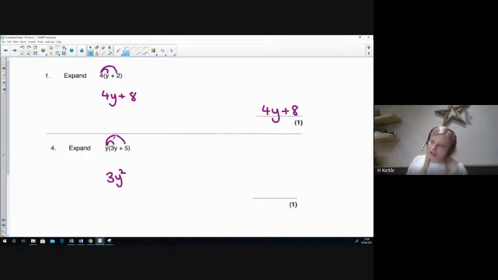Now, if you want, you can do little multiplication signs on these arcs to help you remember. So y times 3y was 3y squared, and y times 5 is 5y, and it's positive 5y. So that's my final answer. And again, I can't add them together because they're not like terms. That's my final answer.